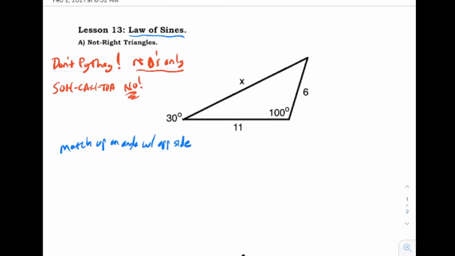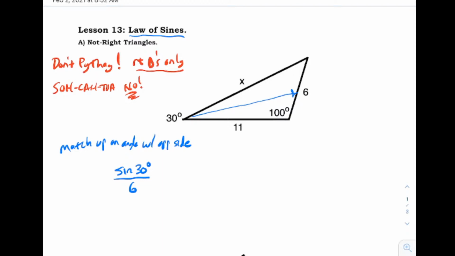Using opposite in a generic sense. I don't mean the opposite side. I mean, from the 30 degrees, you can come across and there, that's a 6. So you match it up, and then you write this. It's called the law of sines because you have to do the sine. The sine of 30 degrees over 6. Cool, right? Sine of 30 degrees over 6.